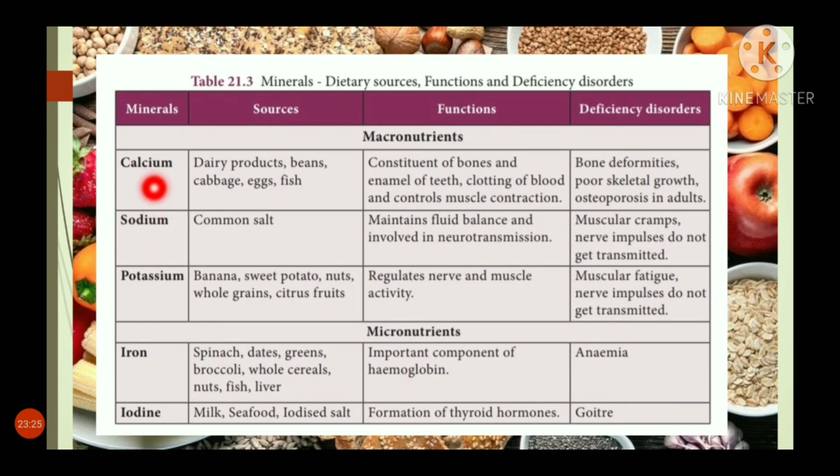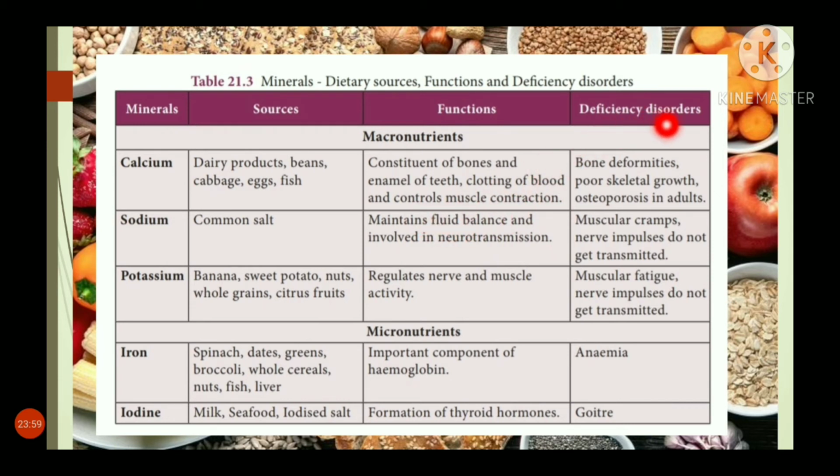Calcium, you can get by eating food such as dairy products, beans, cabbage, eggs and fish. What are the functions of this? They are a constituent of bones and enamel of teeth, help clotting of blood and control muscle contraction. They keep our bones strong. They give a good white color to our teeth. Clotting of the blood will be very fast and it controls our muscle contraction.